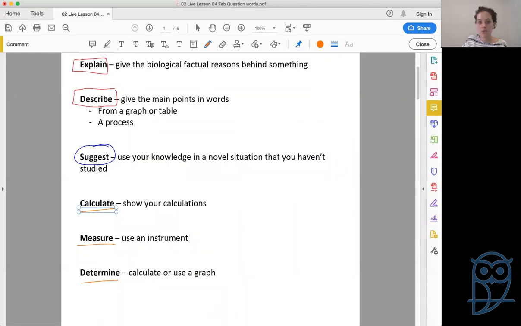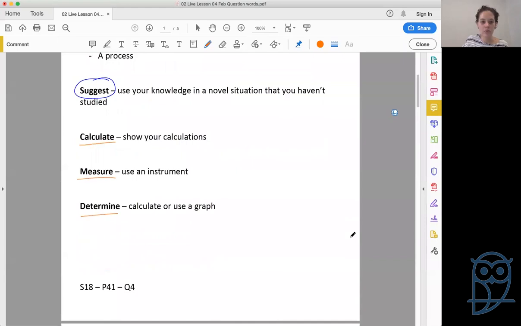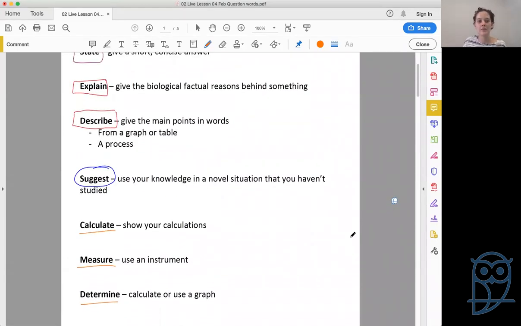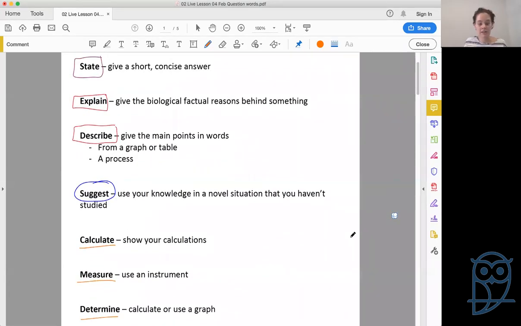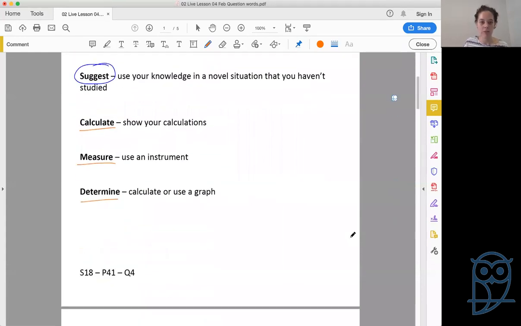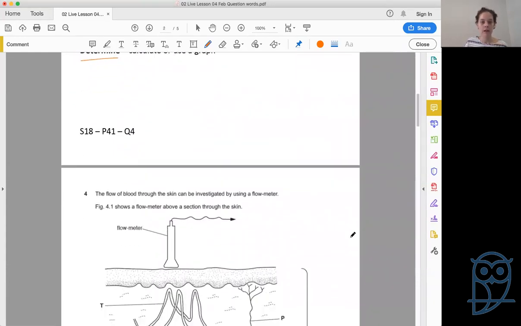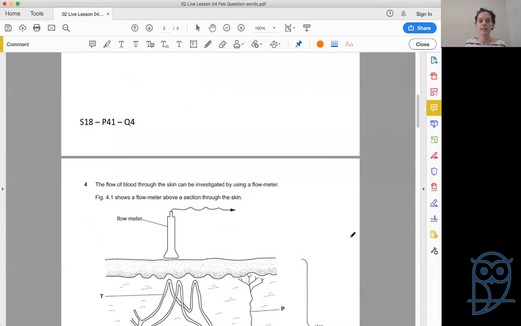So it's all very well learning all these random terms and types of questions: state, explain, describe, suggest, calculate, measure, determine. And there's a few others you'll come across, but they're not so common. These are the ones we're going to focus on today. What I've done is pull a past paper question so that we can actually see these things and work through them. So what we've got is Summer 18, Paper 41, Question 4.